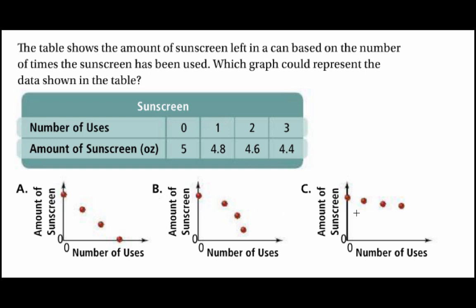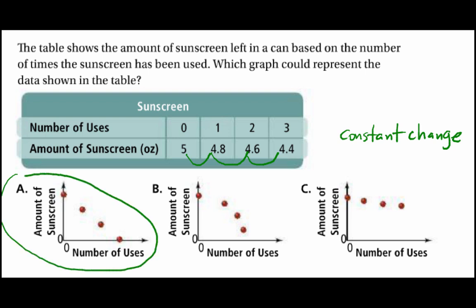Now, all three of these graphs show that, okay? They all show a decrease in the amount of sunscreen as the number of uses increases. But what we'll notice here in the data is going from value to value, we're going down by 0.2, down by 0.2, down by 0.2. So what we do, we call this a constant change. Okay, and a constant change on a graph is going to be represented by a linear pattern in the data, okay? So part A is the correct answer.